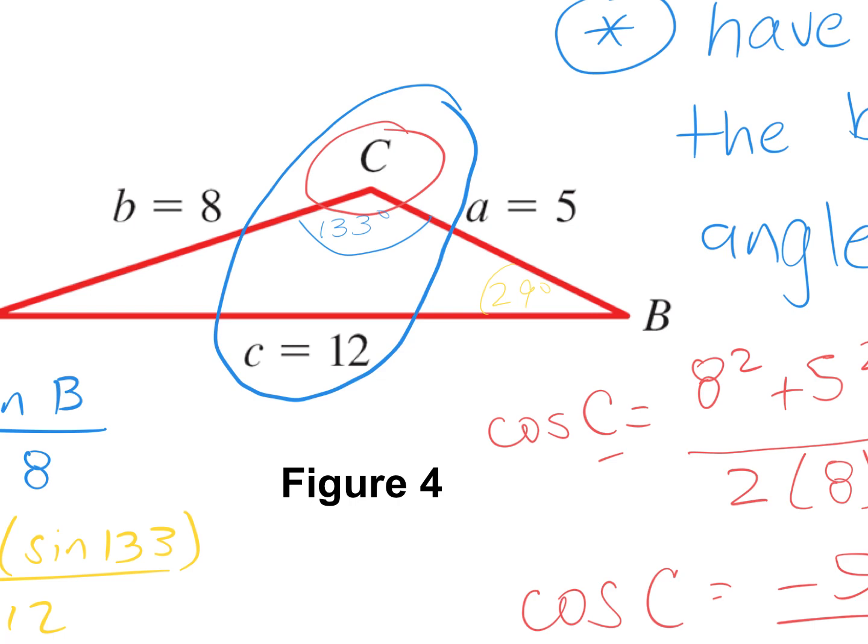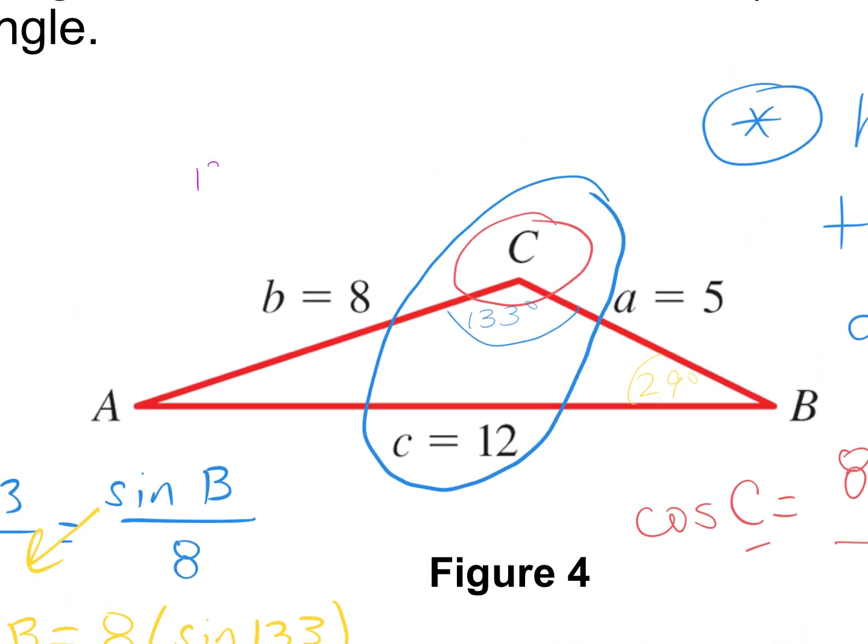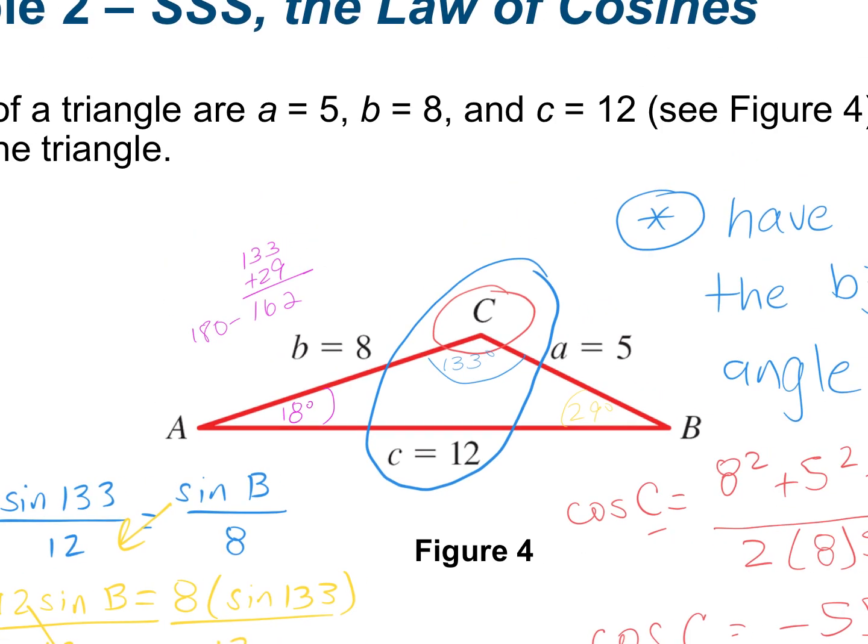You can add those two together. What is 133 plus 29? 162. Okay. And now how do I figure out what angle A is if I know that those two together are 162? You say 180 minus. So 180 minus 162, and you get what? 18 degrees.